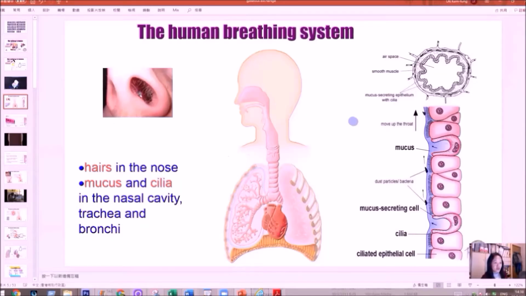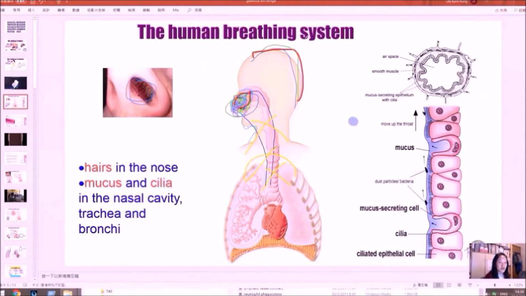We have 2 structures which help to remove dust. One is called hair. Can you try to circle the part of your body where these hairs can be found? This is the anterior part. Wow, we don't have hair here. I think we don't have hair here. Only the anterior part has hair. So the nasal hair is in the anterior part of your nose.